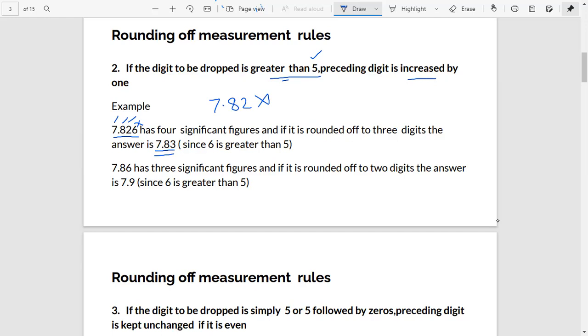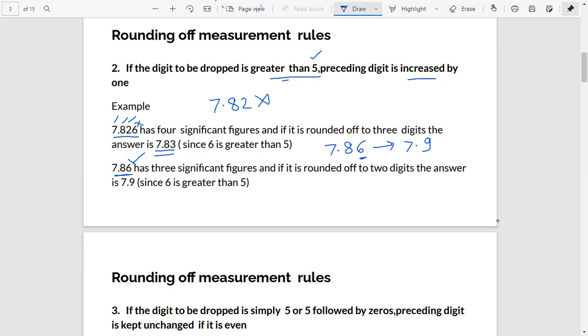Similarly, suppose you want to round off 7.86 to a 2-digit number. This 6 is greater than 5. So what becomes of 8? The number which is preceding 6, the 8, gets converted to 9. So when you are rounding off 7.86, it does not become 7.8. Instead, it becomes 7.9. The reason is 6 is greater than 5. So that is rule number 2. Now you understood that if the digit to be dropped is less than 5, you don't change the preceding digit. If it is greater than 5, you need to increase the preceding digit by 1.